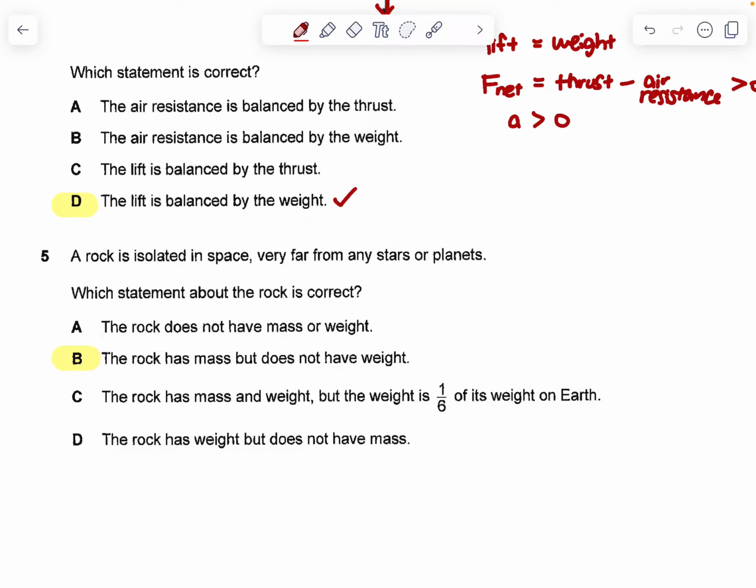Question 5. A rock is isolated in space very far away from any stars or planet. Means it's not in any of the stars or planets' gravitational field. So isolated in space, we can assume that g equals 0 newton per kg. Which statement about the rock is correct? The rock has mass but does not have weight, because the formula W equals mg. When g is 0, weight is 0.